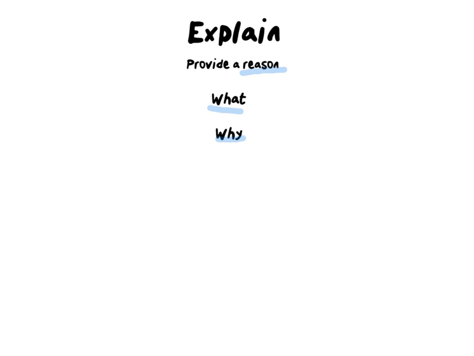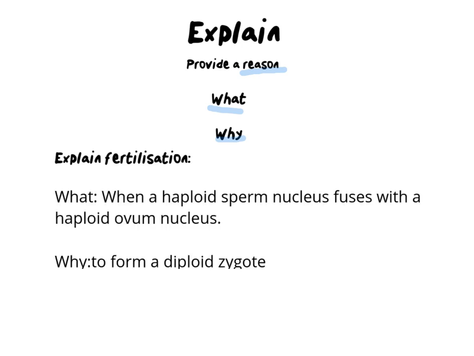Let's explain fertilization. So, if we were going to explain fertilization, we would say something like haploid sperm cell nucleus fuses with a haploid ovum nucleus. You'll notice there's a lot of emphasis on the terminology in these answers. As I've said before, terminology is really important when you are explaining or describing something. And then we give a reason, the why. Well, we want to form a diploid zygote.